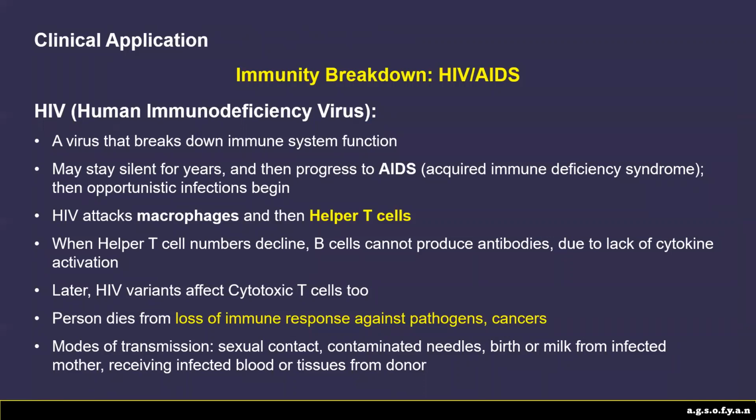Just for additional information, in the HIV and AIDS immune system. So HIV is human immunodeficiency virus. From the name, it is telling us this virus actually will cause immunodeficiency to humans. So loss of the immune system.